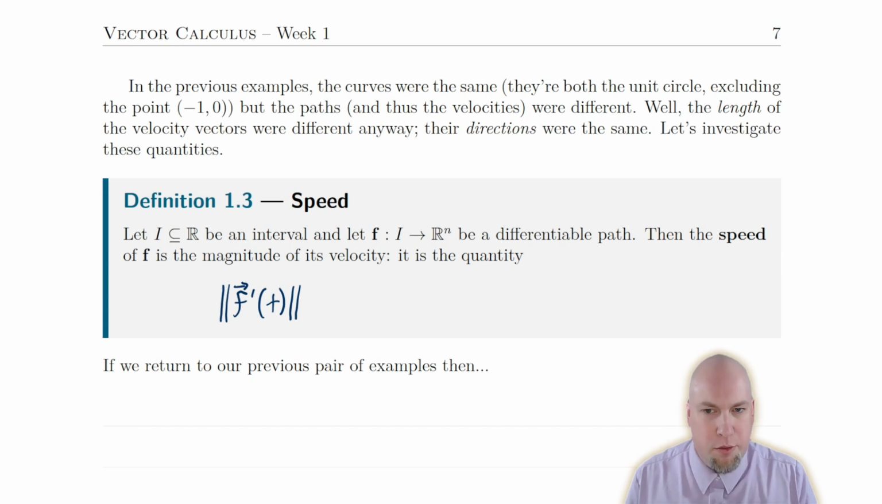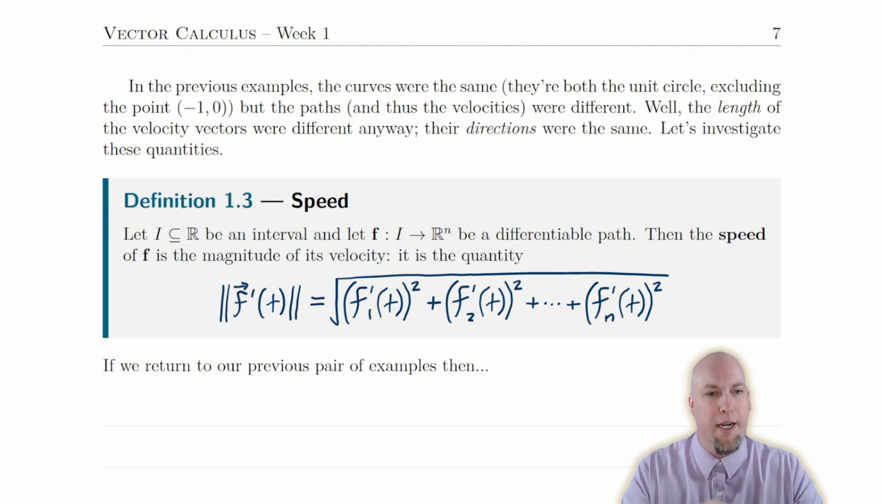And in particular, just to remind you, the length of a vector, remember, is you take each of the entries of that vector and you square them all, you add them up, and then square root the whole thing, right? This is the length of the vector or the magnitude of the vector or the 2 norm of the vector, if you like. That's how we compute the speed of the particle or of the path.